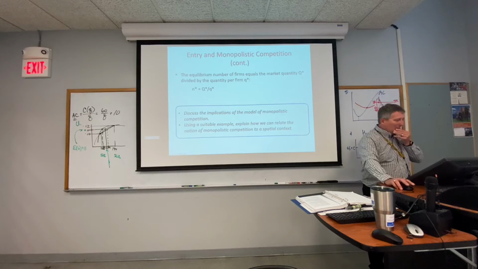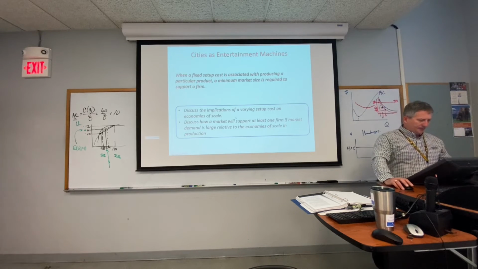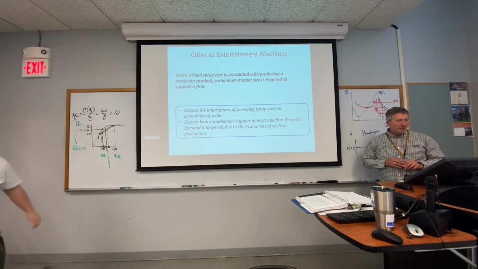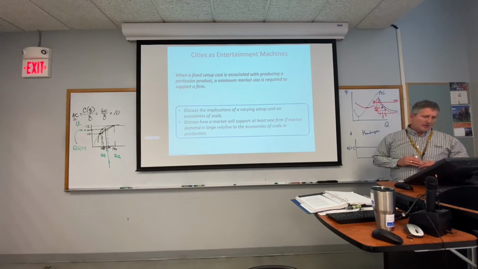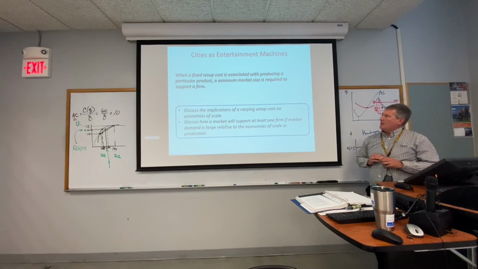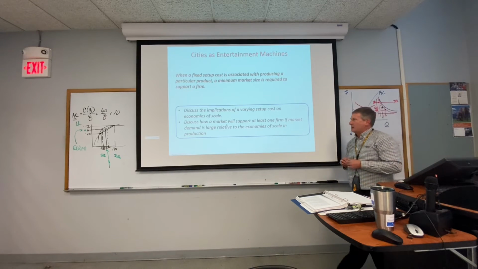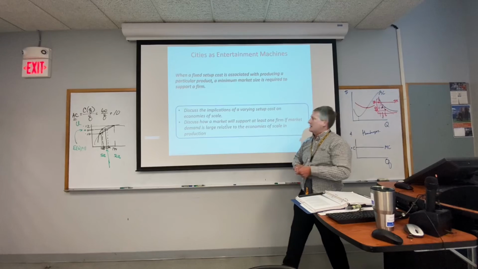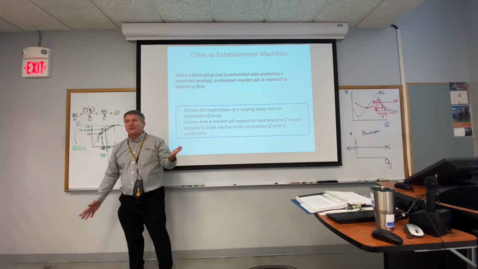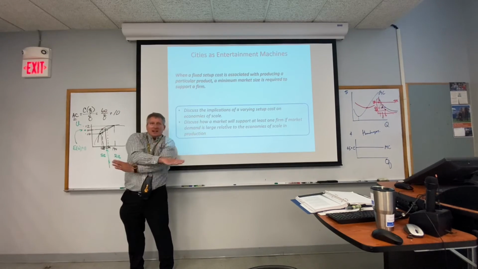Okay, so let's see. Economies of scale. How will the market support at least one firm if the market demand is large relative to economies of scale in production? So we've got two things going on. What's happening with economies of scale? Something's going up, something's going down.